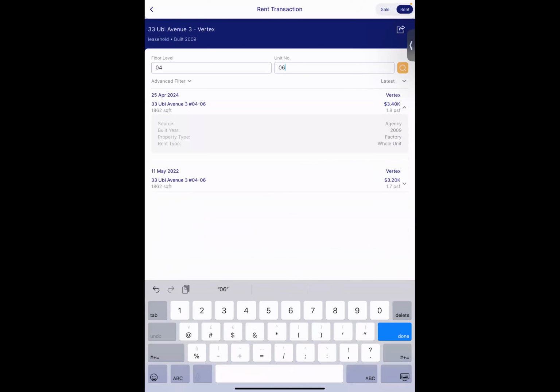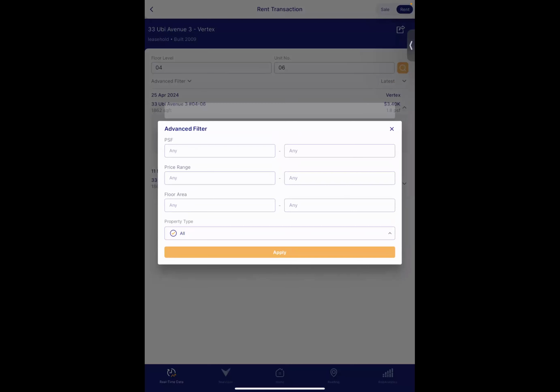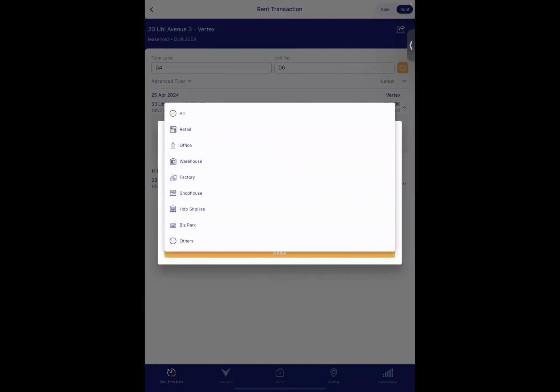Same thing, you can type in the unit number and see how many transactions occurred before. Apparently 3.2K back 2 years ago, then now I think they renewed again for 3.4K, $200 more. It's a factory rental, whole unit. Under advanced filter here, you can choose whether you want factory, warehouse, office or retail, because some projects are a mixture. Some projects like International Plaza have retail and office. So you can choose only office to see the transaction information.